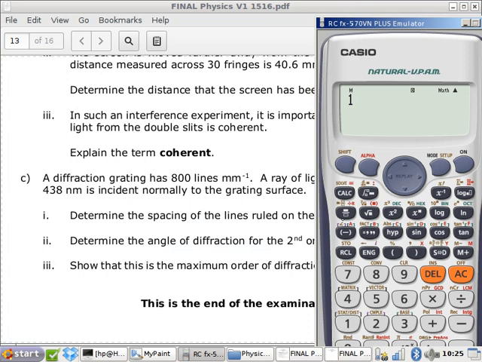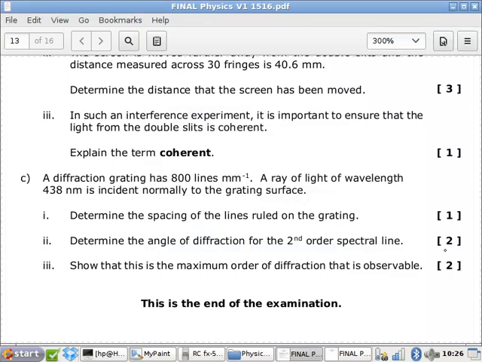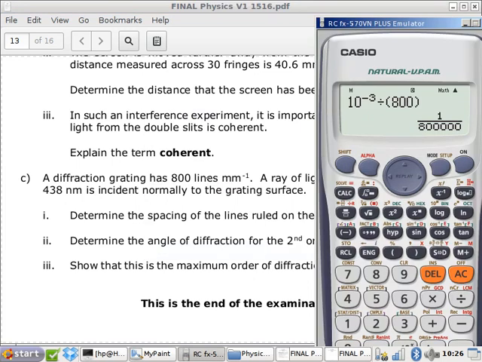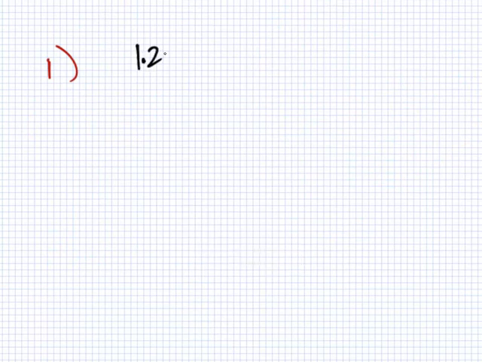Okay, it's gone. 1 over, type it this way, 800 times 10 to the power of minus 3. No, sorry. I can't convert it. Can someone type in 1 millimeter over 800? 1 over 800... 1.25 micrometers. Okay, part 2.